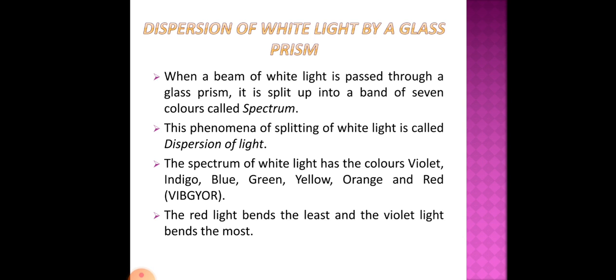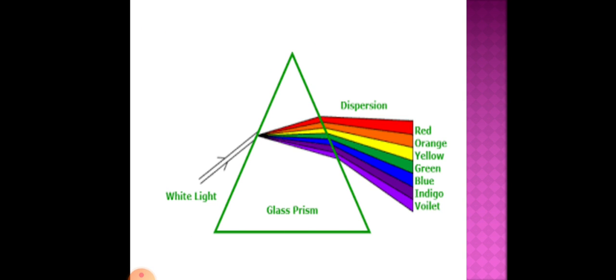Okay. So whenever white light is passed through a glass prism, the red light bends the least and the violet light bends the most. The reason for that is that red light has a larger wavelength than violet. Because of its larger wavelength, it bends least, and as a result this red light is used in danger signals.